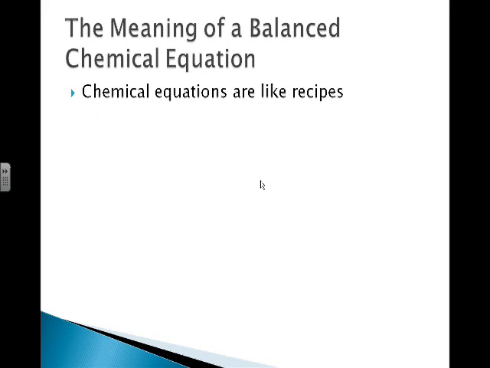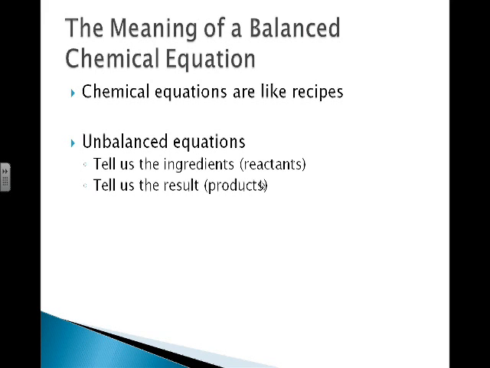Well, what does a balanced chemical equation mean anyway? Why do we care about them? Well, it's because chemical equations are like recipes. An unbalanced equation will tell us what we're using, what the ingredients are, those reactants, and they'll also tell us what the result is, the products. But it doesn't tell us what the proportions are. An unbalanced equation doesn't tell us how much.